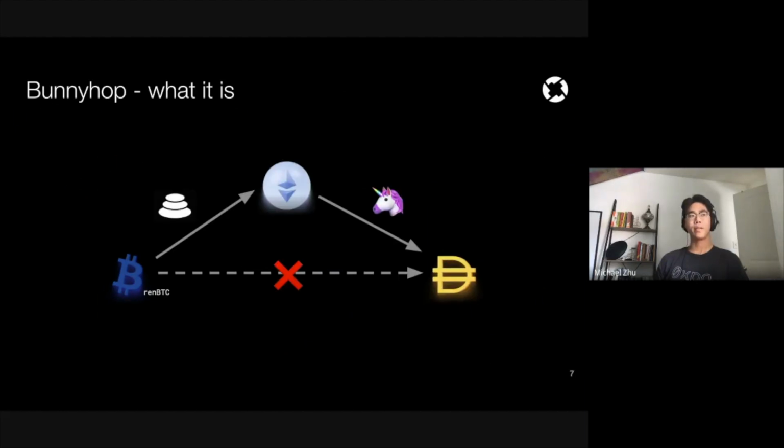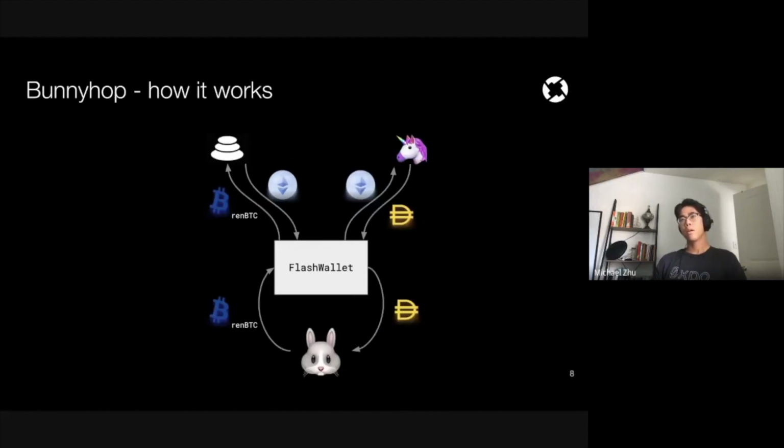So Bunnyhop basically aims to solve this atomically, to perform both of those swaps in a single transaction. So you would go from Ren BTC to WETH via Balancer, and then WETH to DAI via Uniswap, for example, in a single transaction. You would end up saving gas costs compared to submitting 2 transactions to do this. And Bunnyhop showcases the power of the new exchange proxy architecture and ERC20 transformers.